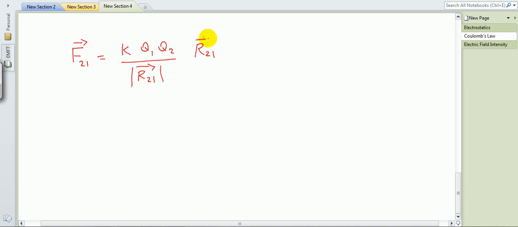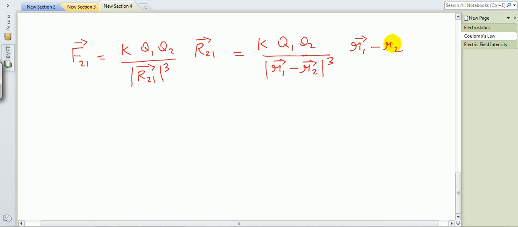Now the vector will be written here as r21, and if I write it in terms of r2 vector and r1 vector, it will be k q1 q2 divided by, here it's cube actually, r1 vector minus r2 vector, its magnitude cubed. आप r1 माइनस r2 वेक्टर का मैग्नीट्यूड निकालो, फिर उसका क्यूब करो, या फिर r2 माइनस r1 वेक्टर निकाल करके उसका मैग्नीट्यूड निकाल करके फिर क्यूब करो, सेम ही आएगा. So you can also write here r2 minus r1 cubed, it will be same, but the direction will change. Here the vector which is r21 is r1 vector minus r2 vector.